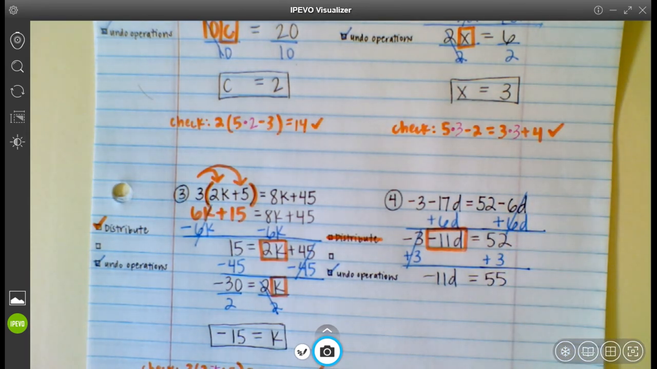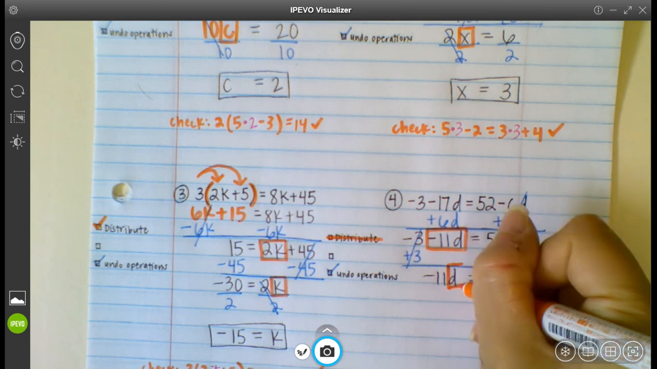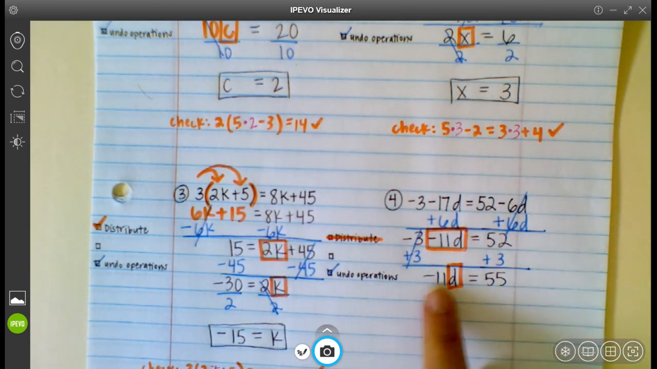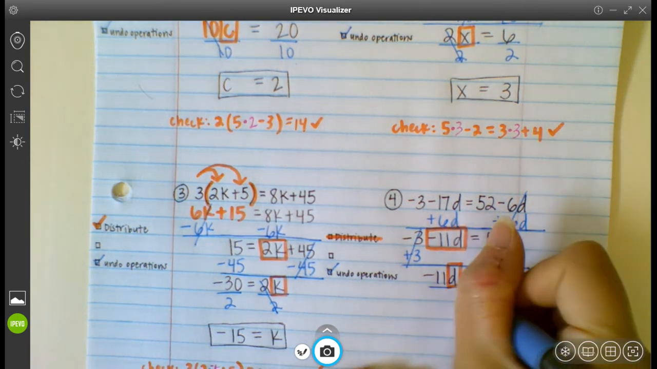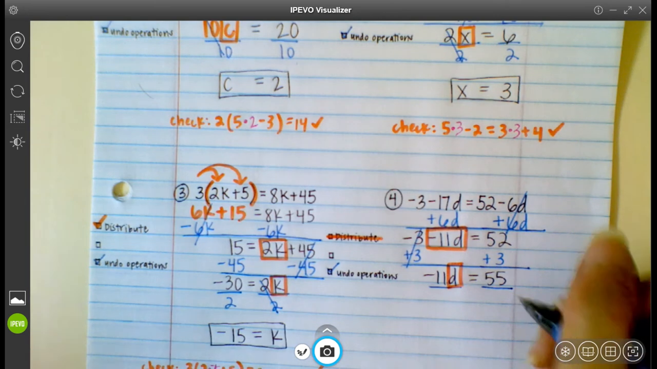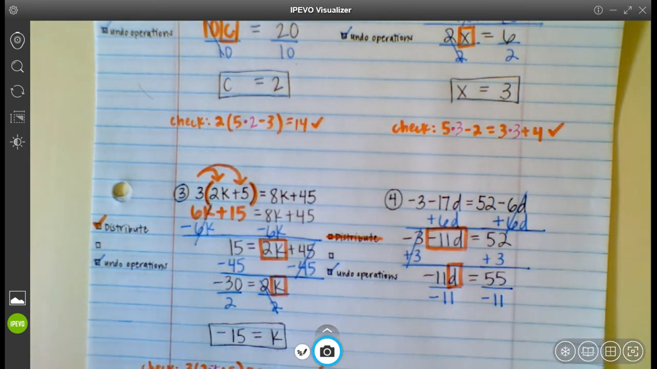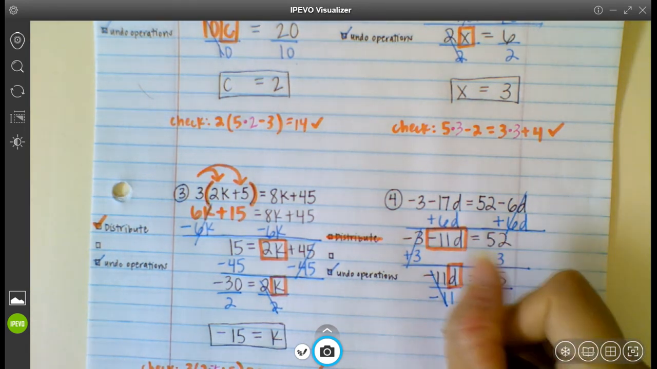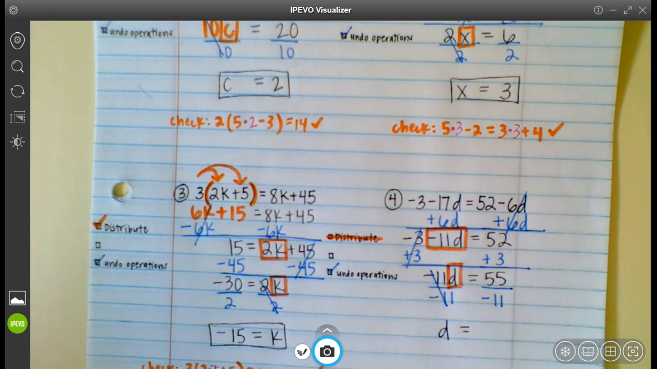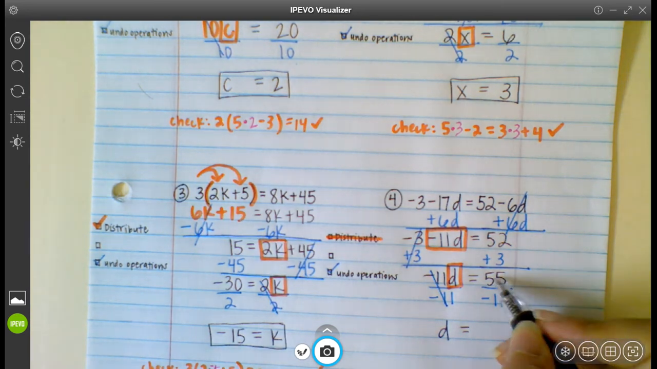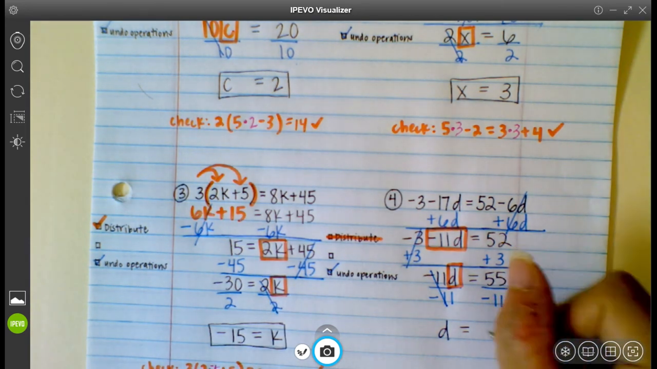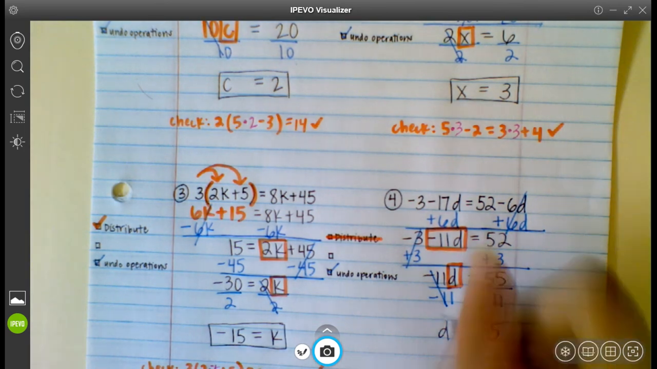And for us to get D completely by itself, everybody, notice we have that -11 directly in front of it. So to undo multiply, we divide. Now don't ignore that sign, guys. Take that negative in front of the 11 as you divide it. That way you get D completely by itself with no negative involved. So 55 divided by -11 ends up giving us -5.